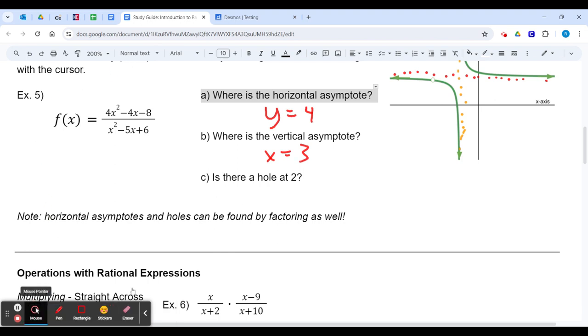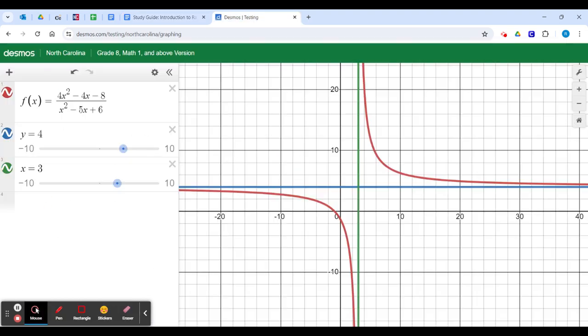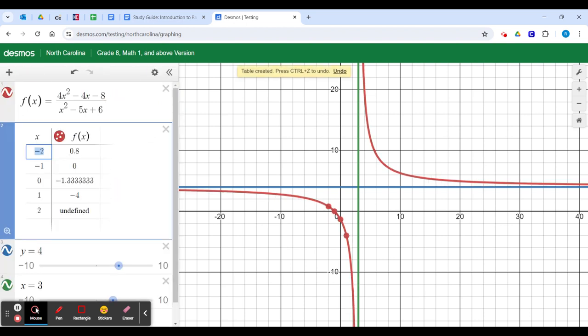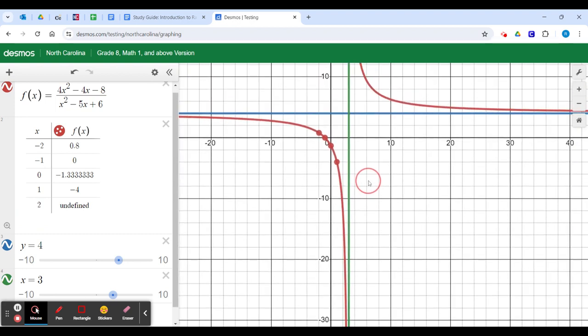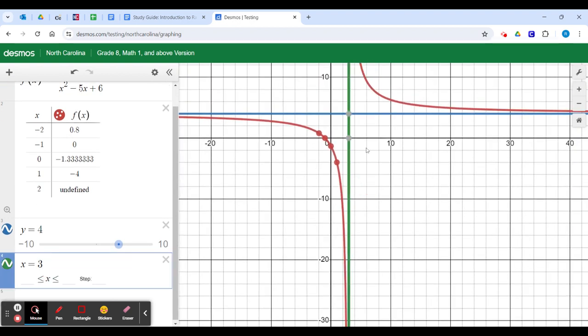Lastly, we need to check and just see, is there a hole at 2? We can do this a couple different ways. We can either add a table in our function. So if we go to the settings and click table, it'll list a bunch of possible values. We're going to notice that at 2, my equation is undefined. So I see that that's not where my asymptote is. My asymptote is at 3.